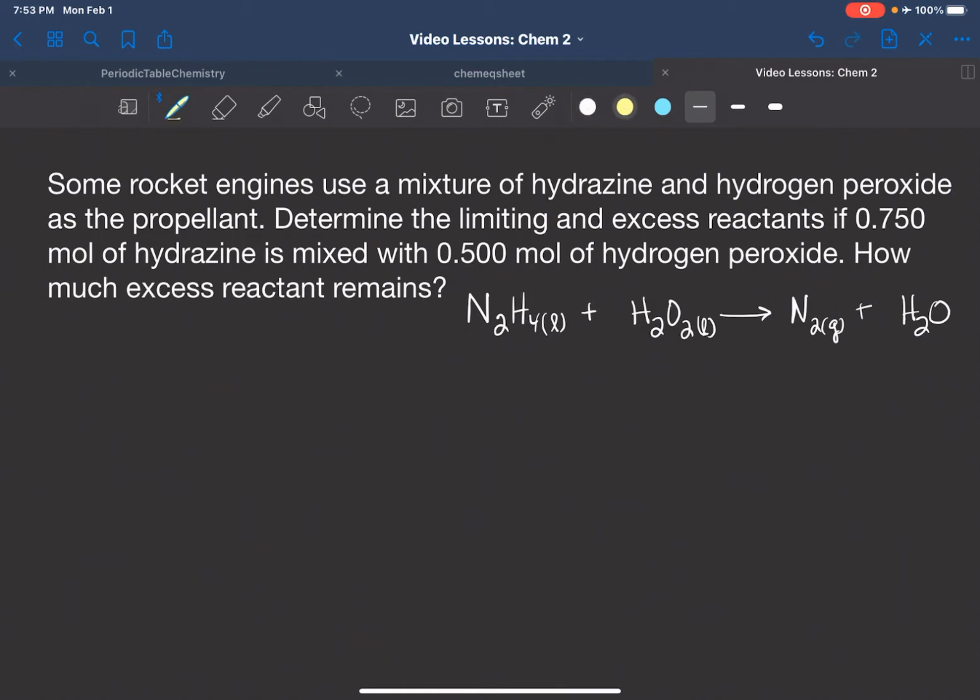Now from this, we know we need a balanced reaction. Looking at the hydrogens, you can see those are not balanced. On the reactant side right now we have 6, and on the product side we have 2. We have 2 nitrogens on both sides, and that balances out. We have 2 oxygens on the reactant side, and 1 oxygen on the product side.